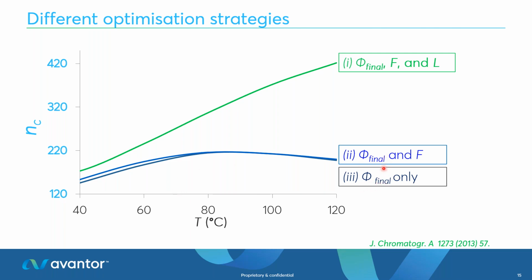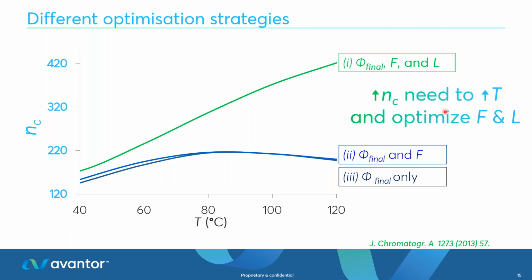So you can see for these 2 other case scenarios, we also do have an increase in peak capacity as we increase the temperature. We do have a slight plateau after we push the temperature above 80 degrees Celsius. But I would emphasize that there's not many chromatography groups around the globe that push beyond 80 degrees Celsius. So what we can take away is, in order to optimize and increase your peak capacity, we do need to increase that temperature.